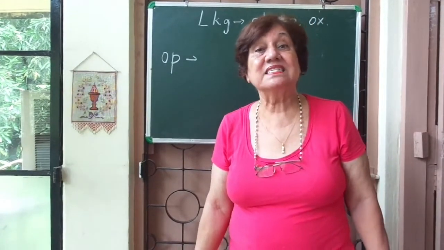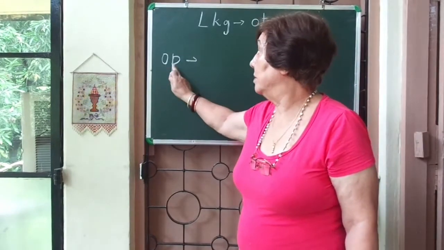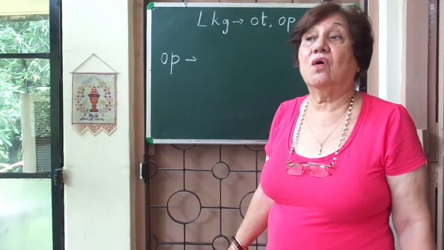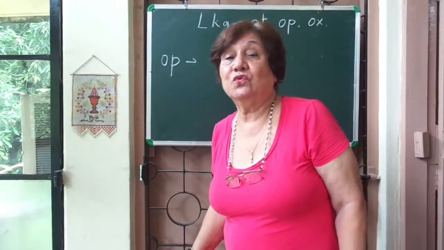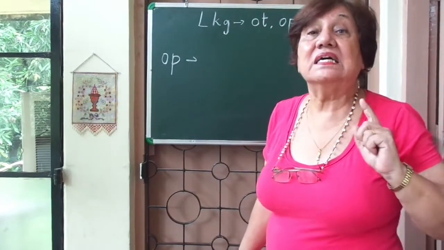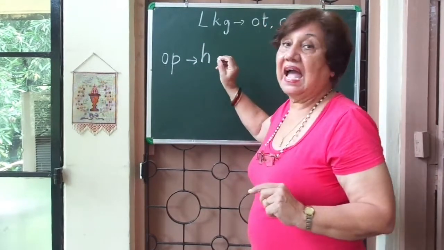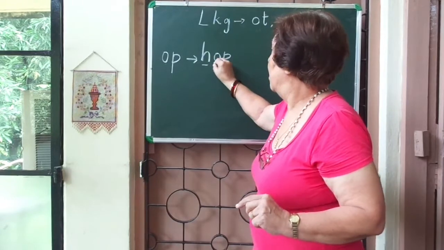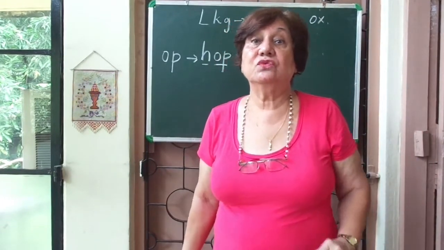Now the next words we are going to learn with O-P. O-P is op. Now, when you all are playing, what do you do? You hop. You hop on one leg. H. Who says h? It says h. And op. O-P. Op. Hop.